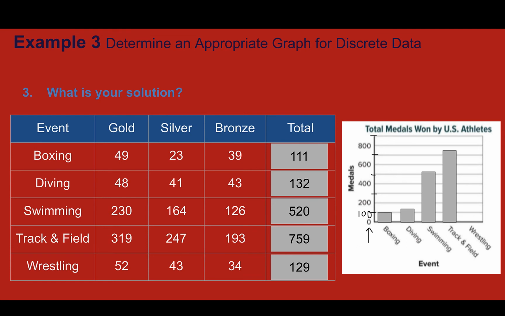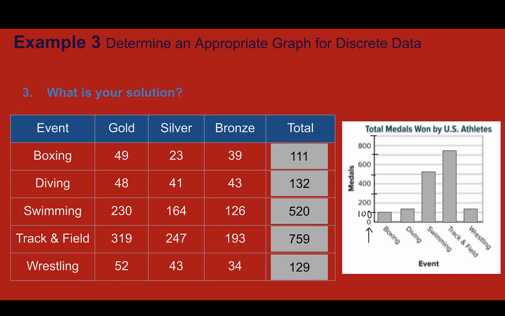Up between that middle line of 700 and 800, about halfway between. And then finally, wrestling is back down. So for this, we made a bar graph because we can't have data between our choices.